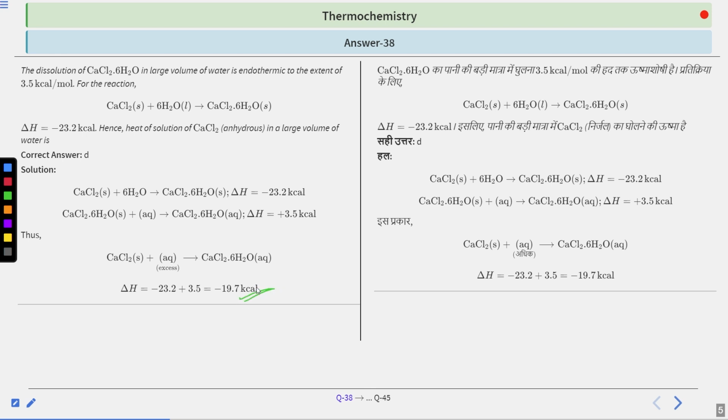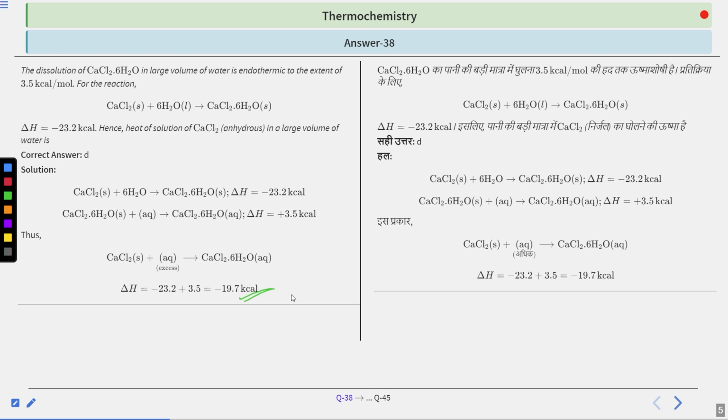So with this, question number 38 is done. Your answer clue for this question would be that you must remember that while making a solution of CaCl2 in aqueous form, you have to first add the 6 molecules of water, and then dissolve the formed compound to form the aqueous solution. Clear? Once you are aware of these two steps, you can easily solve this question. The third very important thing here is Hess's law also.